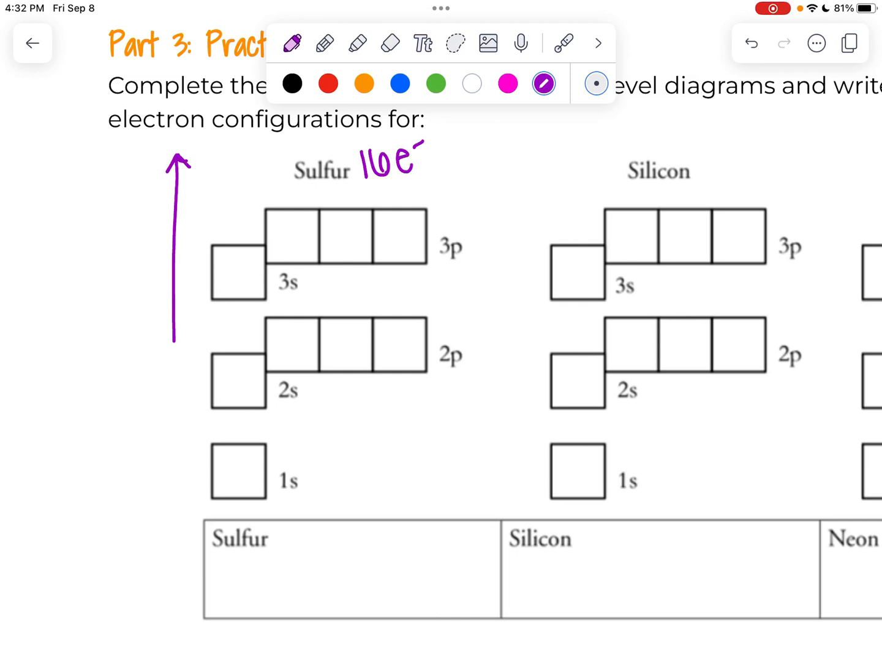So I know that as I go up in energy, this is the direction that I am going to fill from, lowest energy to highest energy, because that's what the Aufbau principle tells me. So I know that 1s must be the lowest possible energy orbital.